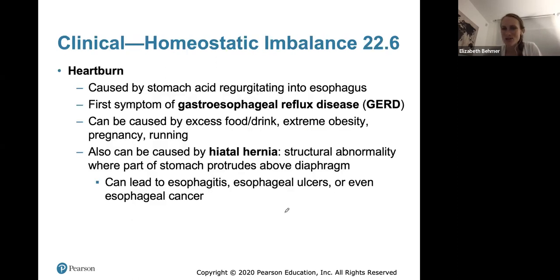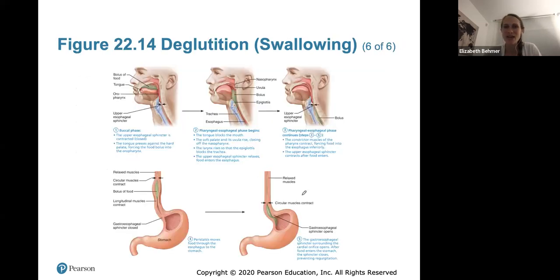This talks about heartburn. It's when stomach acid gets regurgitated into your esophagus. It's the first symptom of GERD, which is gastroesophageal reflux disease. So this heartburn can turn into a disease, and it can be caused by excess food, drink, extreme obesity, sometimes only temporarily during pregnancy or even running. It also can be caused by a hiatal hernia, which is a structural abnormality where part of your stomach actually protrudes above the diaphragm. So here's a look at deglutition, which is the proper name for swallowing.